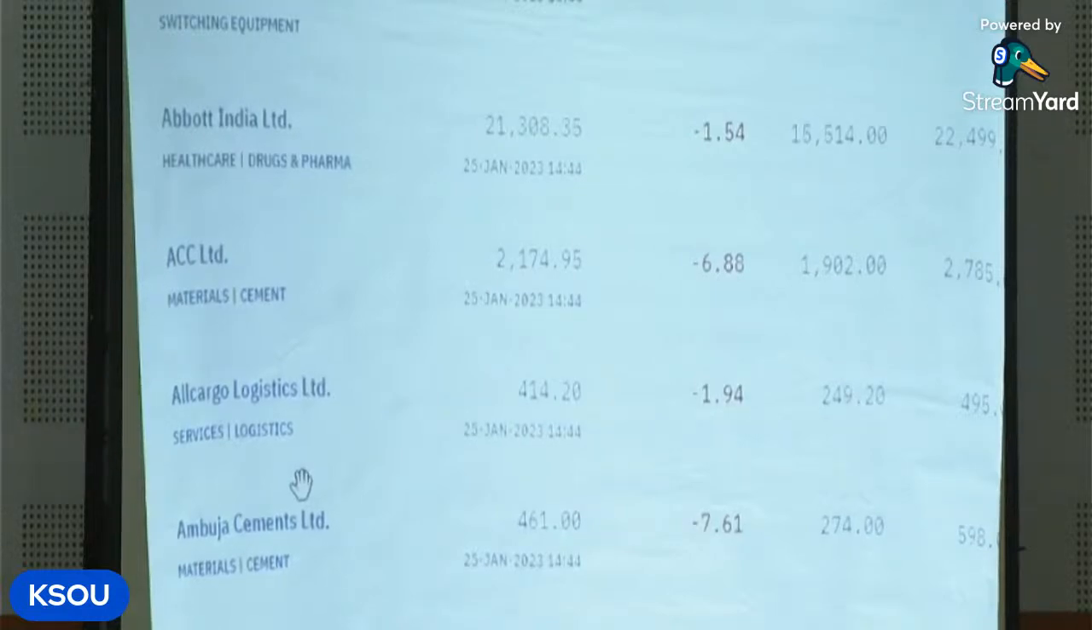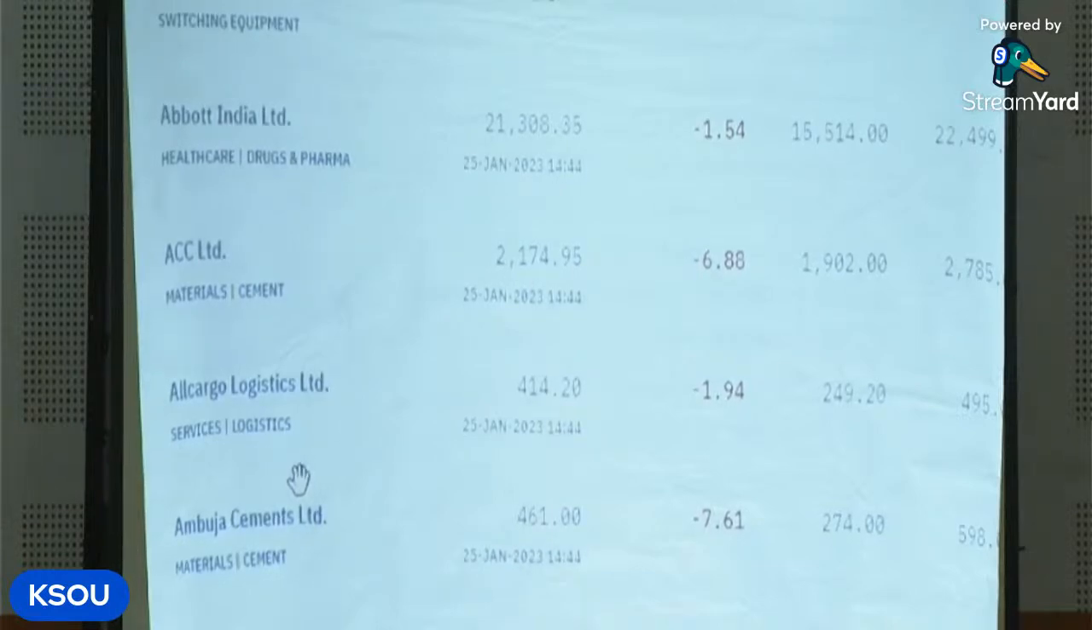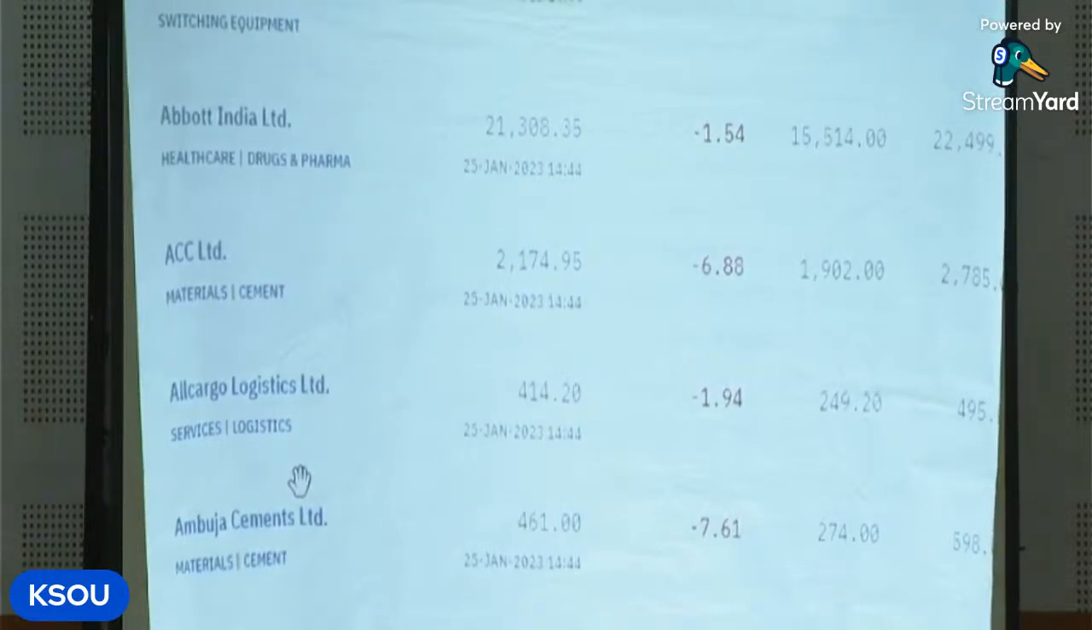But what are these 3 criteria? Is stock selection so simple, friends? Yes, very much. So what are these 3 criteria? Let us see one by one.